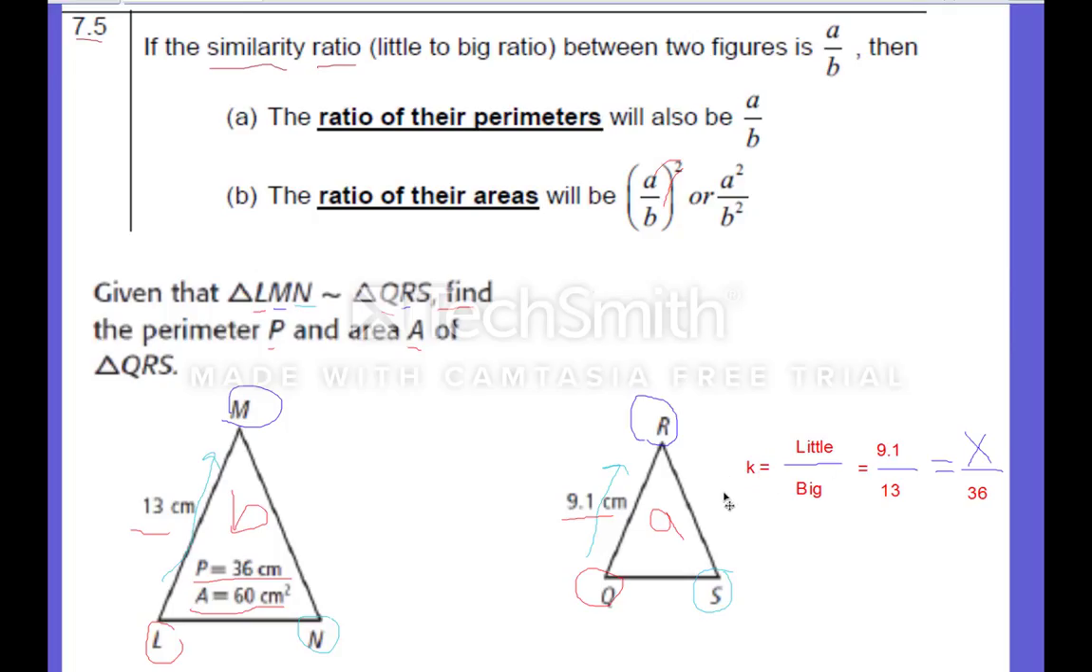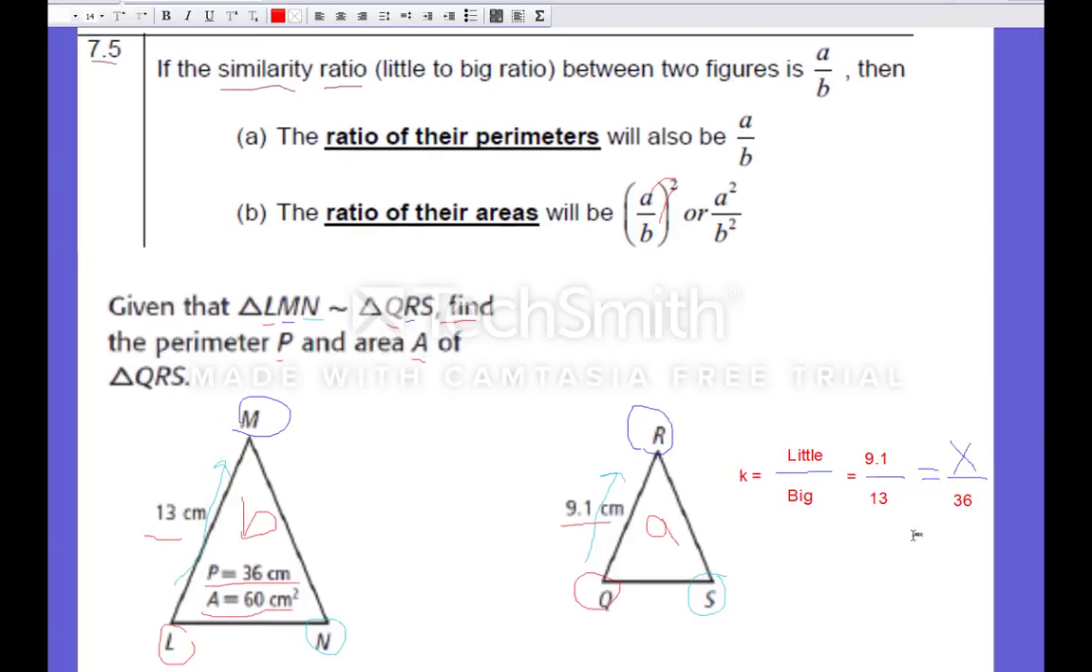So what I did was I figured out that I need to set up an equation for K. K is little to big. So I have the little side to the big side. When I'm talking about little to big, I'm talking about the little shape to the big shape. And I have a little perimeter to a big perimeter, but I don't know the little perimeter. So when I've set it up like this, I just create a cross product.